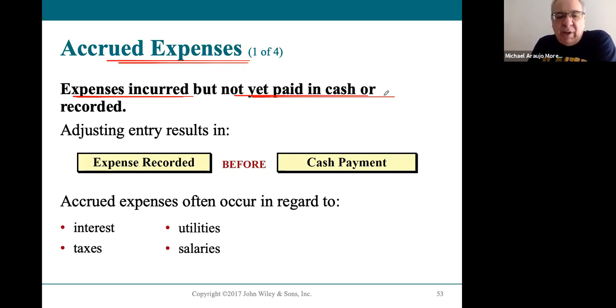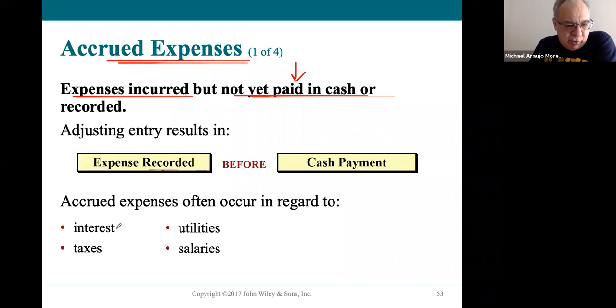And so it's very important that you record the expense, but then, since you haven't paid it yet, you have to set up a payable. You have to set up a payable for that. So there are many instances of expenses that might happen that you haven't paid yet.